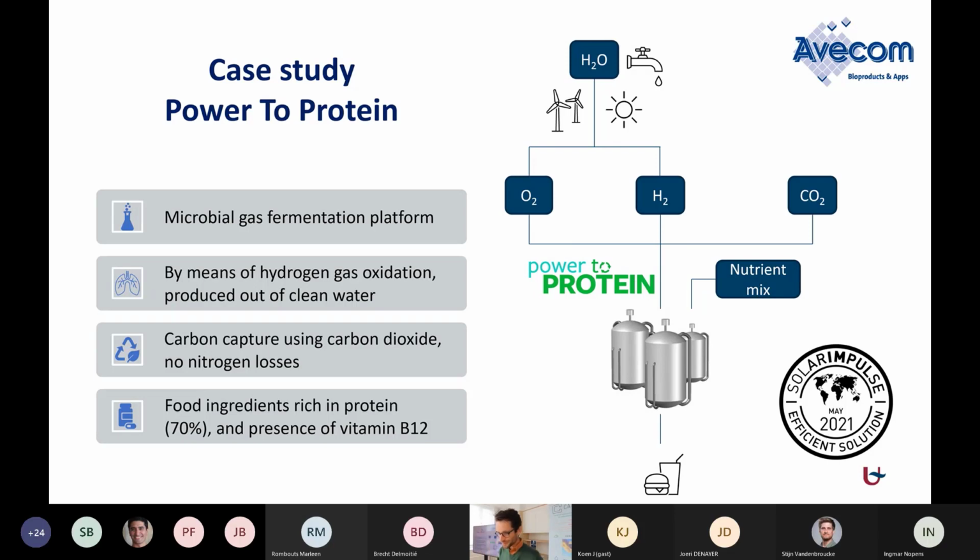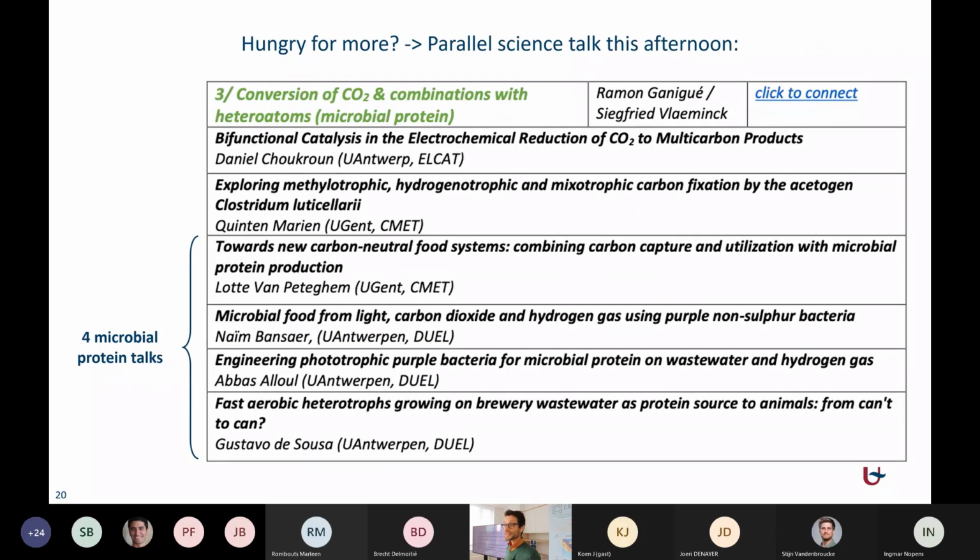This process has won the label of the Solar Impulse Efficient Solution. Now, if you're hungry for more, this afternoon we have a session with a very interesting title: conversion of CO2 and combination with heteroatoms. So if it's about microbial protein, it's specifically about the heteroatoms, nitrogen, etc. And 4 out of the 6 talks this afternoon in the session that Ramon Ganigué and I are co-chairing will be about microbial proteins. So hope to see you there.